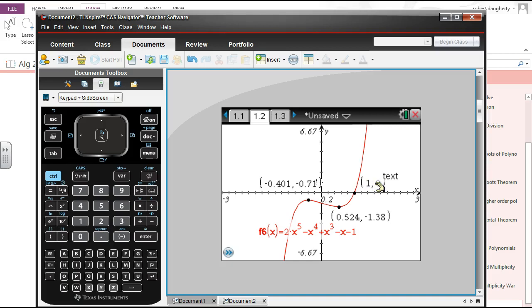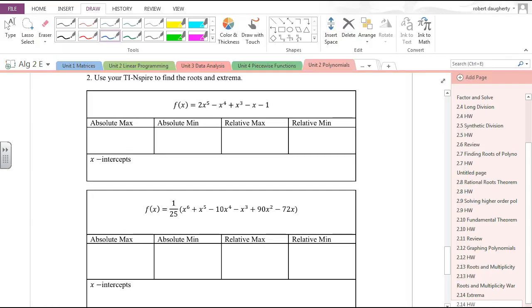So this graph starts out increasing or decreasing? Increasing. It increases until I get to what point? Negative 0.401. Then it starts to do what? Decrease until I get to 0.524. Then it starts to increase all the way to infinity. So using that graph, I can answer these questions.